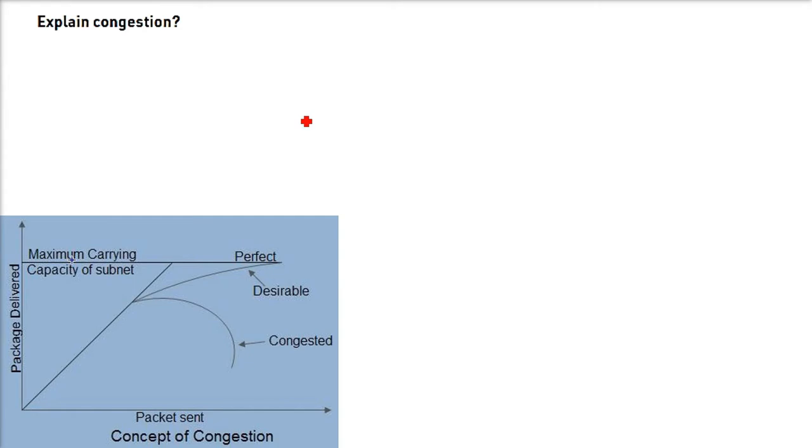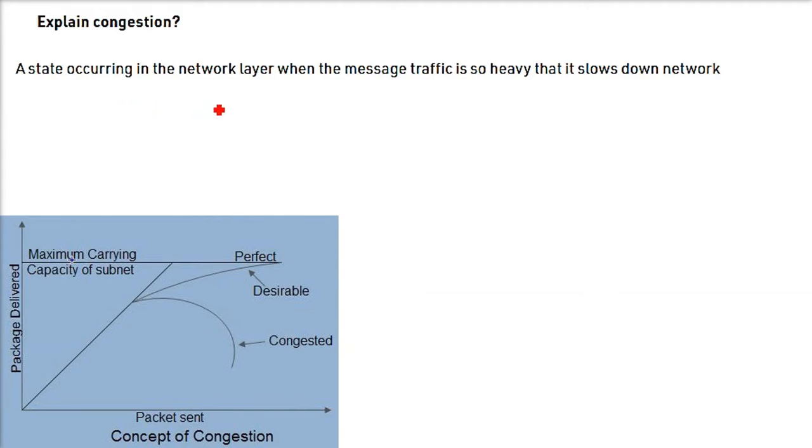Explain congestion. Congestion: when you feel cold, in your nose, you feel congested. Your throat also, the lungs also feel congested. That is, something is blocking something. So congestion is all about the network, say, a passage blocked or overwhelmed by packets. It is a state occurring in the network layer, this is about the network layer we're talking about, when the message traffic is so heavy that it slows down the network.